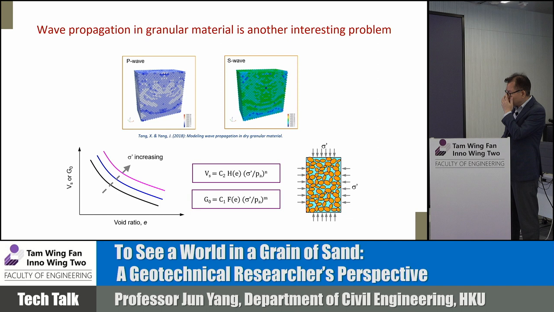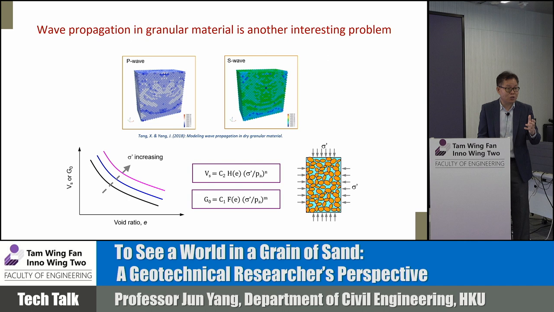We know that unlike ordinary solids, for granular material, the elastic wave velocity or stiffness is dependent on packing density, and it is dependent on confining stress. And this dependence is nonlinear. So that means what? It's very complicated compared with ordinary solids.